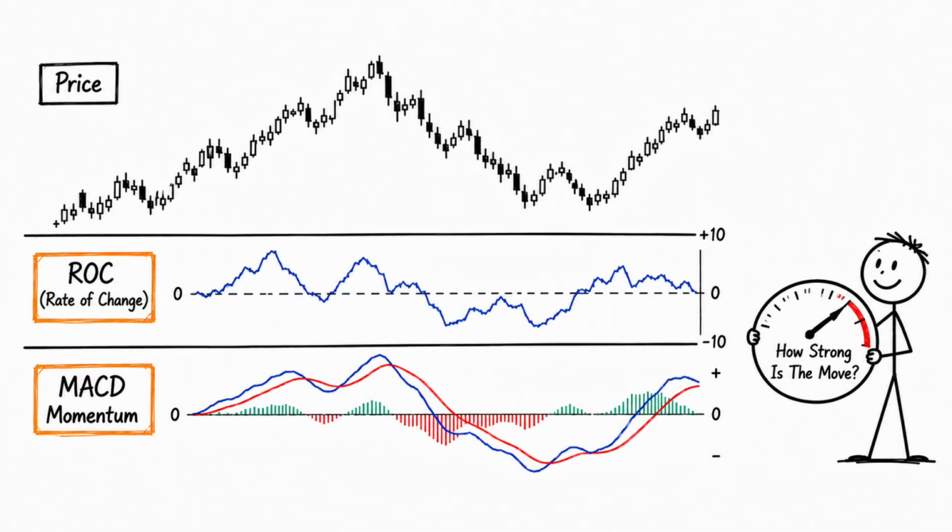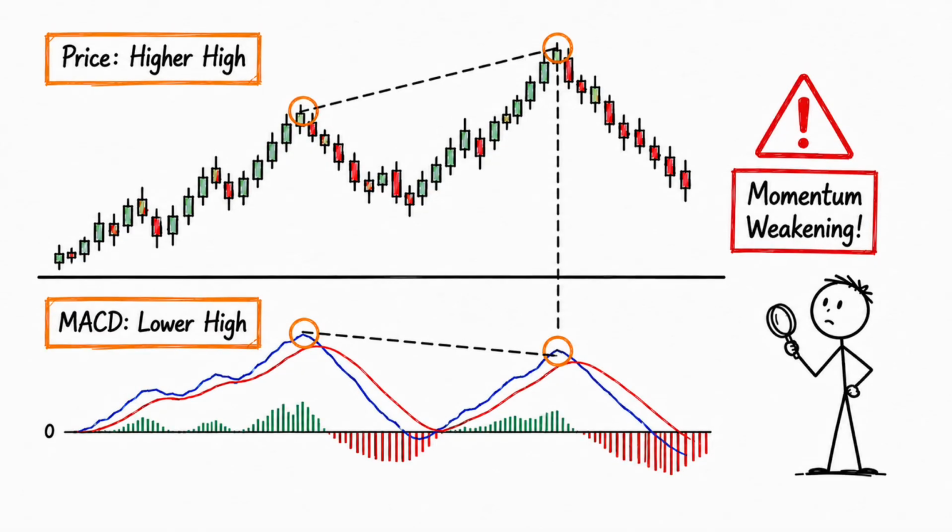Now we've talked about where price might react, but here's the next question: how strong is the move? That's where momentum indicators come in. ROC measures the rate of price change. MACD compares moving averages to help identify momentum and trend conditions. And here's a powerful concept: price makes a new high, but momentum doesn't. That can be a warning. It doesn't guarantee that the market will reverse, but it tells you this move may not be as strong as it looks. And when that warning appears at major resistance, now you're paying attention.